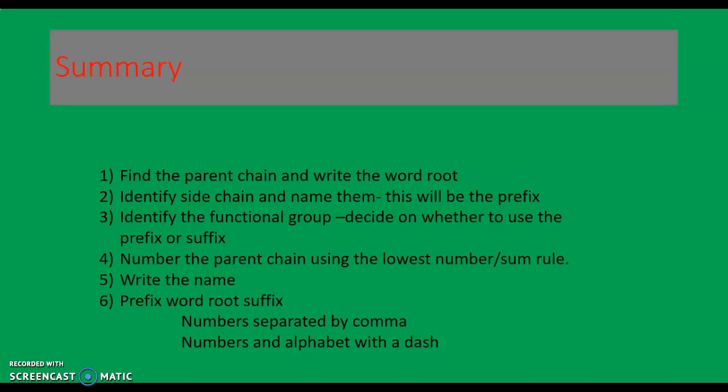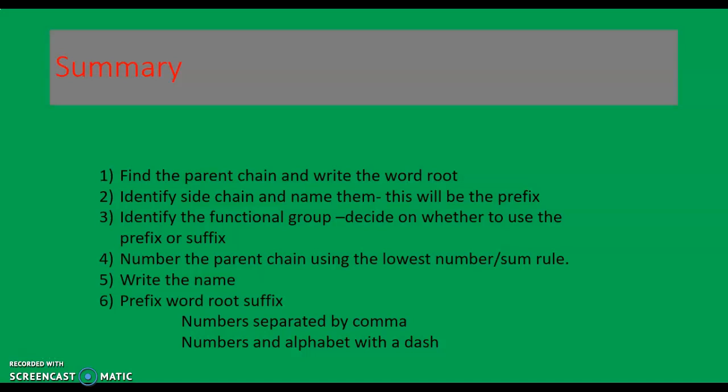A quick summary of what we talked about in the previous video. We talked about the rules, and about how to identify the word root and the lowest number or the sum rule. We looked into the functional group and how to decide whether it should be a prefix or a suffix. We also looked into the fact that numbers need to be separated by commas, and a number and a letter by a dash. If all this seems a bit confusing to you, then I would recommend watching my previous video on nomenclature rules.